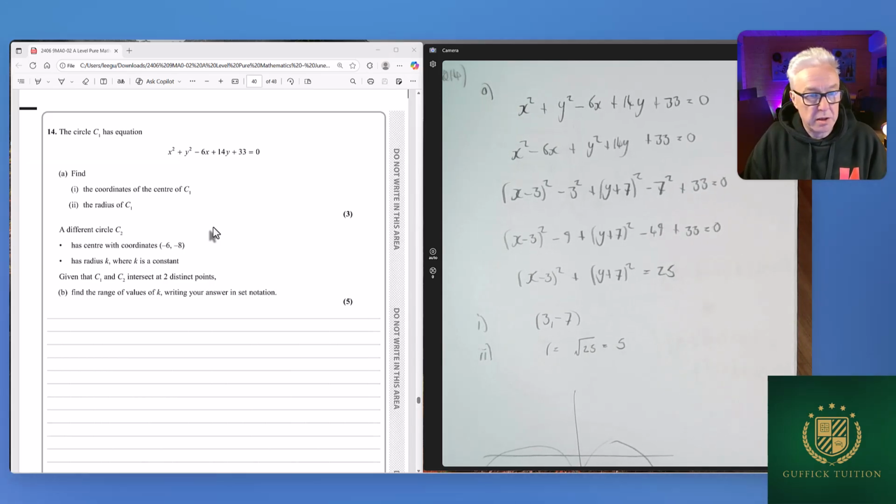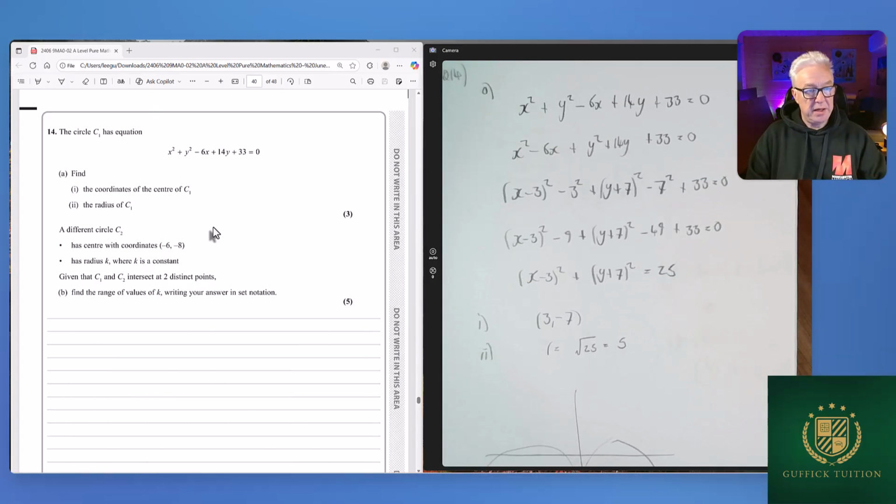It's only 3 marks. So here's the intriguing bit for this question. It says a different circle, C2, has the centre with coordinates (-6, 8). It has a radius of k, where k is a constant. Given that C1 and C2 intersect at 2 distinct points, find the range of values of k, writing your answer in set notation, and it's worth 5 marks.